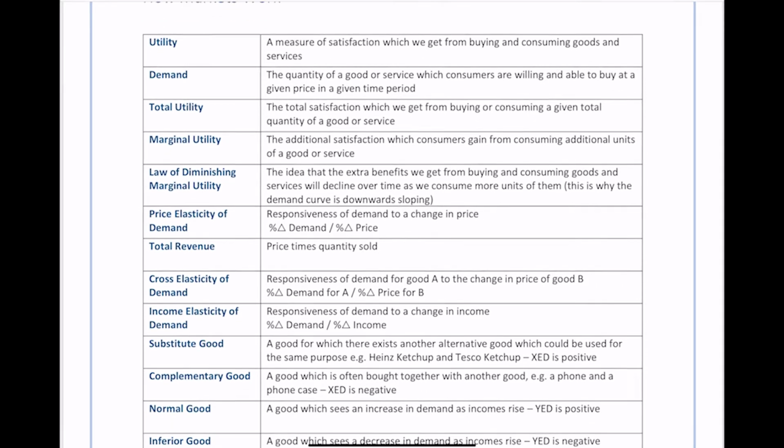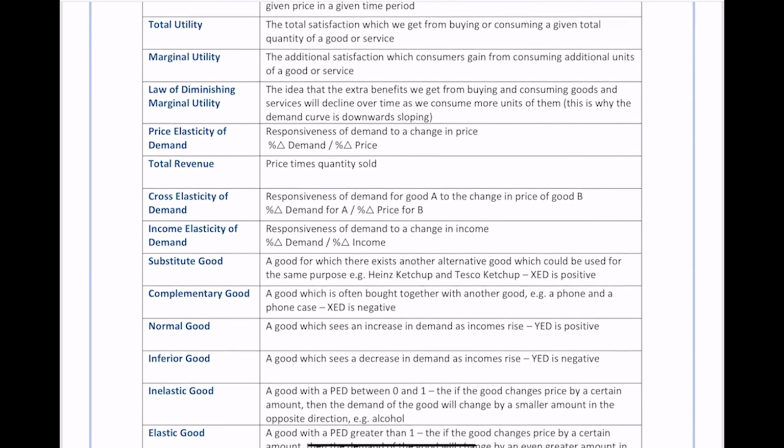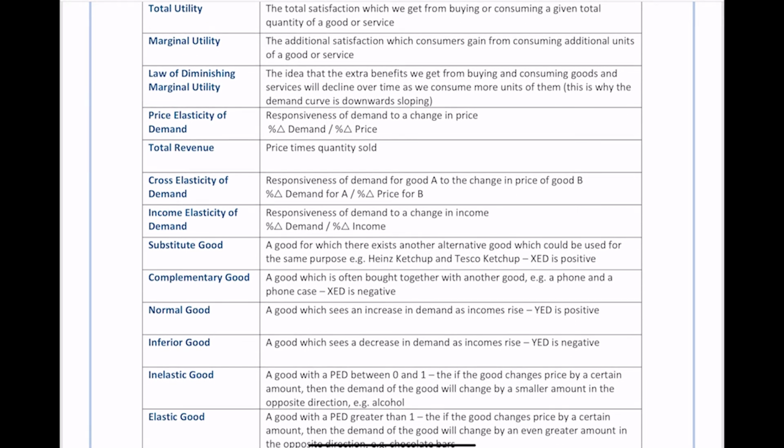Okay, and then in the next few sections, we've got a lot of equation questions to take a look at. So you've got price elasticity of demand. Price elasticity of demand is just the responsiveness of demand to a change in price, which is the percentage change in demand over the percentage change in price. So it's basically saying, if your price changed a certain amount, how much does your demand change?